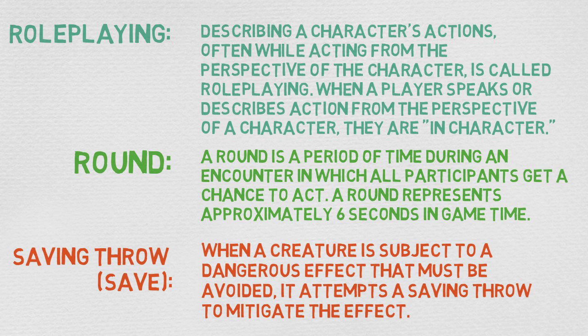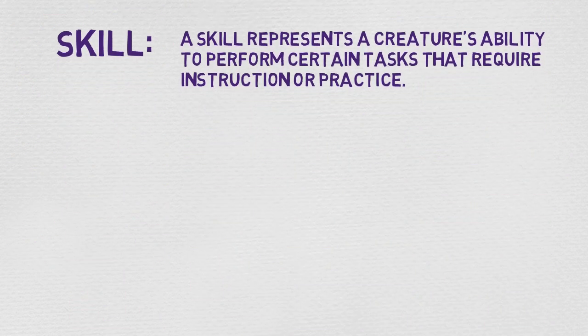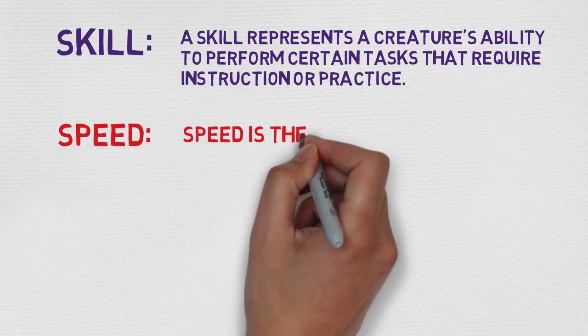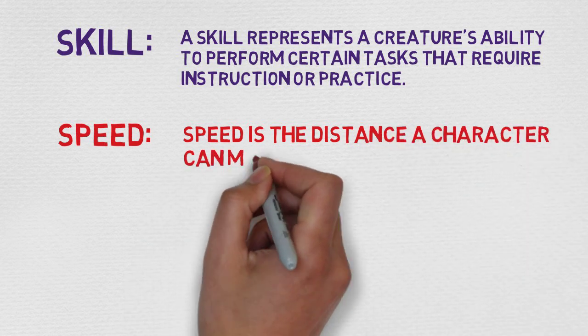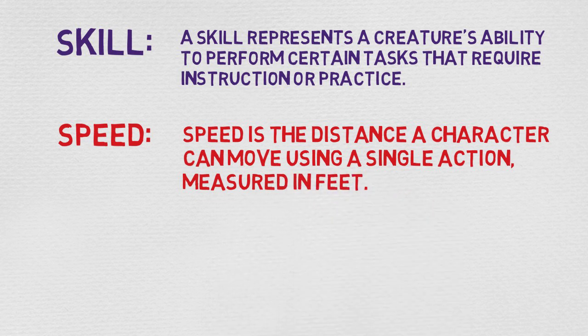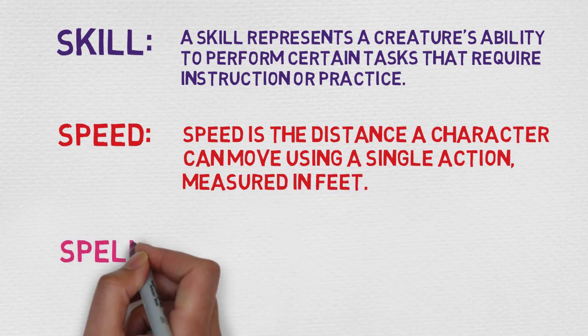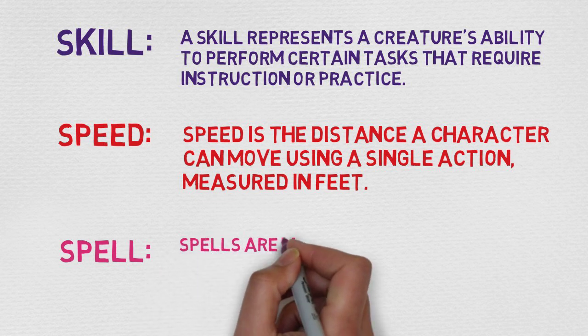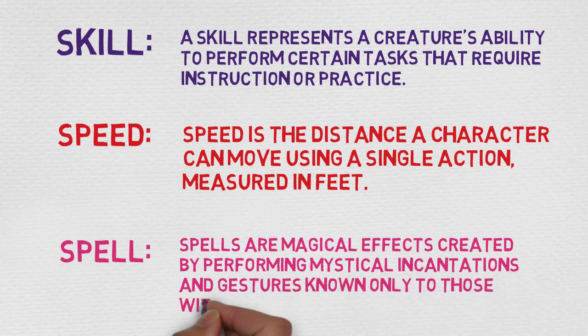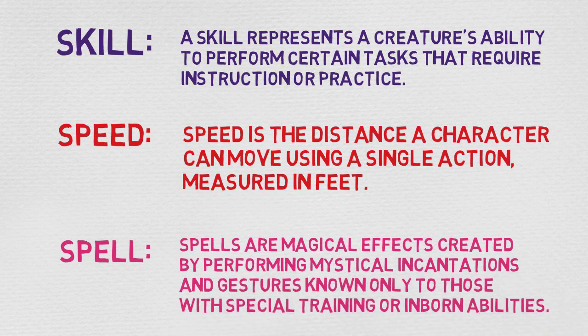Cool? Cool. Next point, a skill. A skill represents a creature's ability to perform certain tasks that require instruction or practice. Pretty cool stuff. That kind of feeds into what we were talking about in relation to proficiencies. Looking at speed: speed is the distance a character can move using a single action, measured in feet. Makes sense. Spells are magical effects created by performing mystical incantations and gestures known only to those with special training or inborn abilities. Pretty cool stuff.